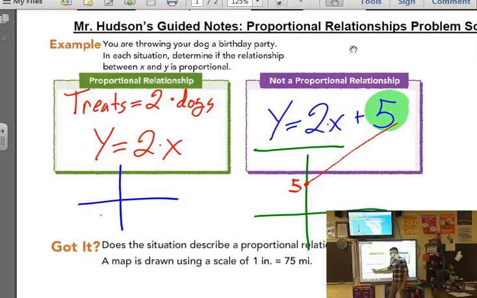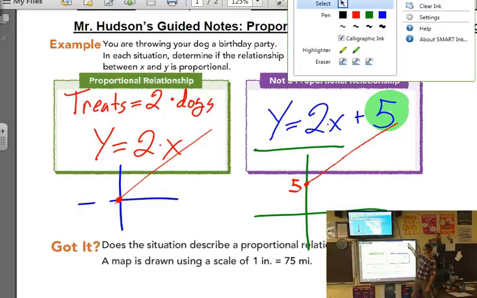To be proportional, like my graph over here, would be 2 treats for every dog. We just start at that origin point. 1 dog would be 2 treats. 2 dogs, 4 treats. 3 dogs, 6 treats. And so on and so on. Any questions on proportional versus not proportional?